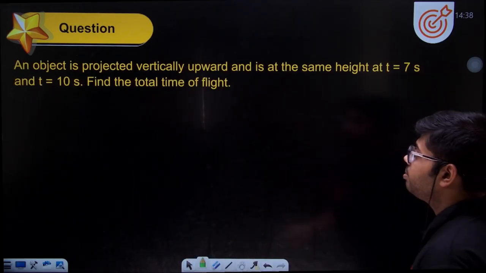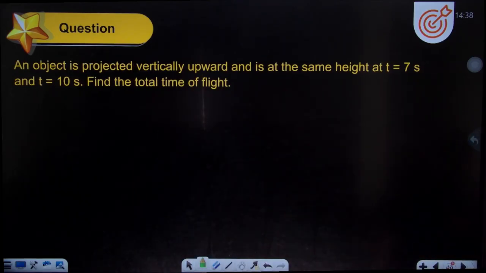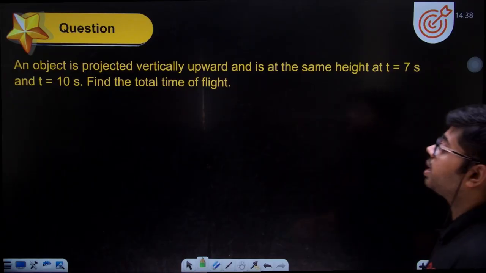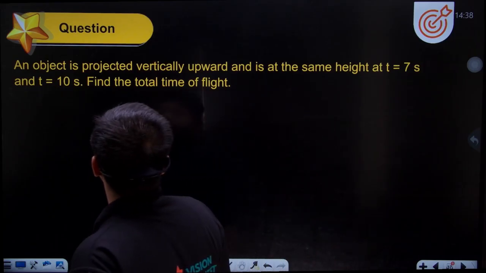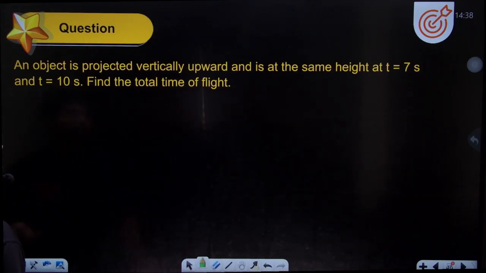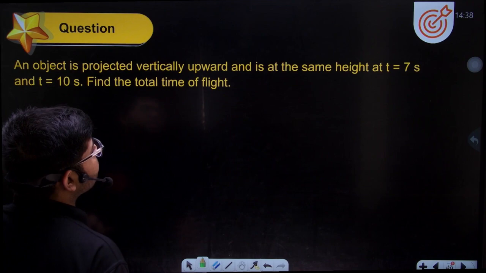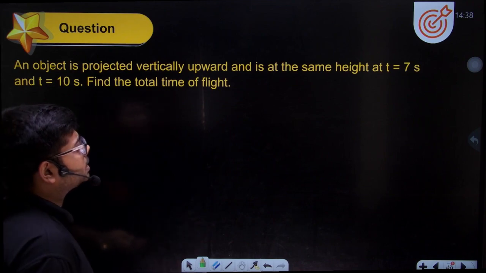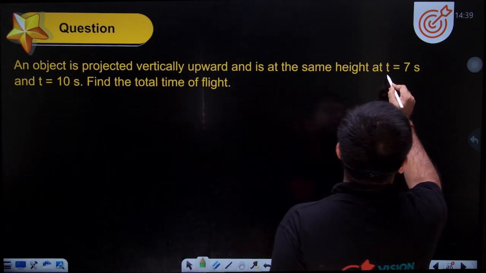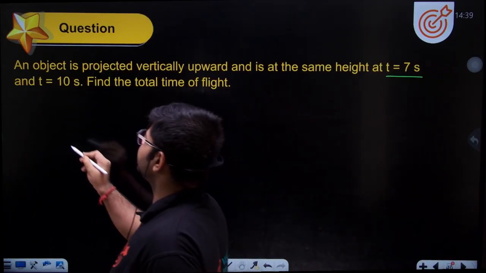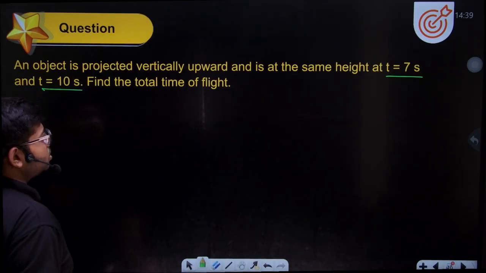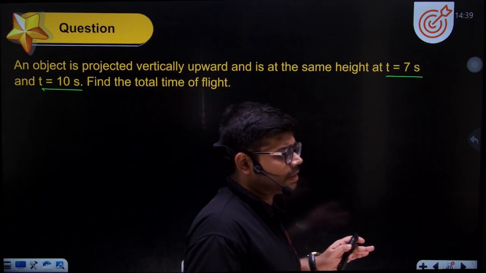Please read this sum. Now what they are talking about: an object is projected vertically upward and is at the same height at t is equal to 7 seconds and t is equal to 10 seconds. Right, it is at the same height.